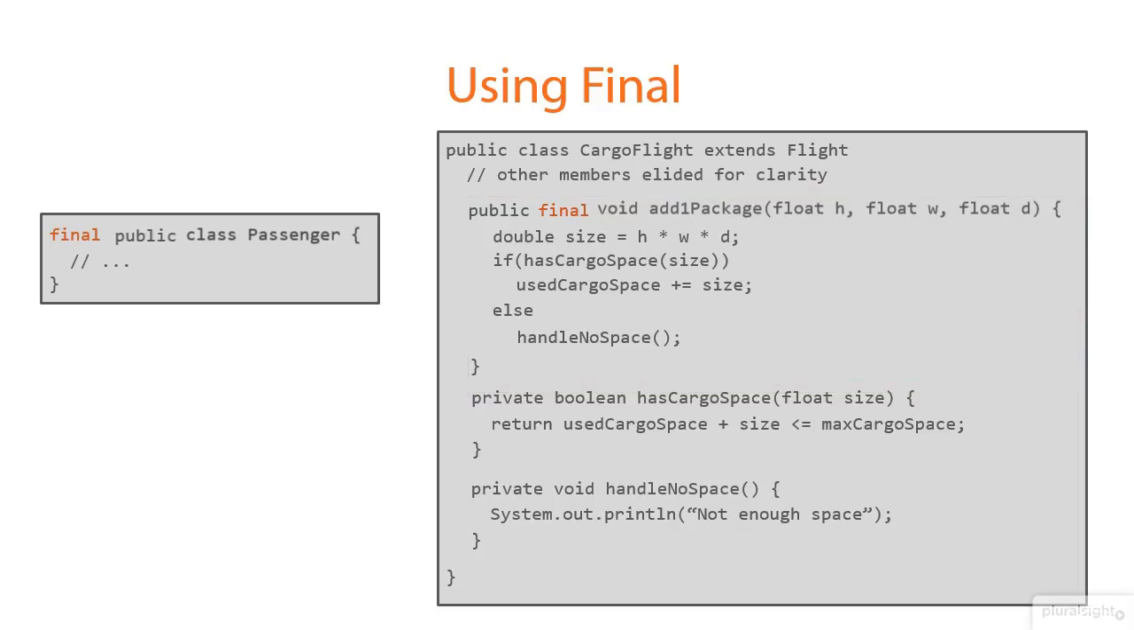You can go ahead and override other methods that might be in the class if you have access to them, but in the case of cargo flight, there are no other methods that you can override, because add one package is final, and has cargo space and handle no space are both private, so a deriving class couldn't change those. Now, methods that are inherited from flight could be overridden. Right? So we're just very selectively blocking what can be overridden. In the case of final, you'll generally either mark the class as final or an individual method as final. Because once a class is final, there's no reason to mark individual methods as final, because you can't override anything if you can't inherit from it. So final is a method or class situation.